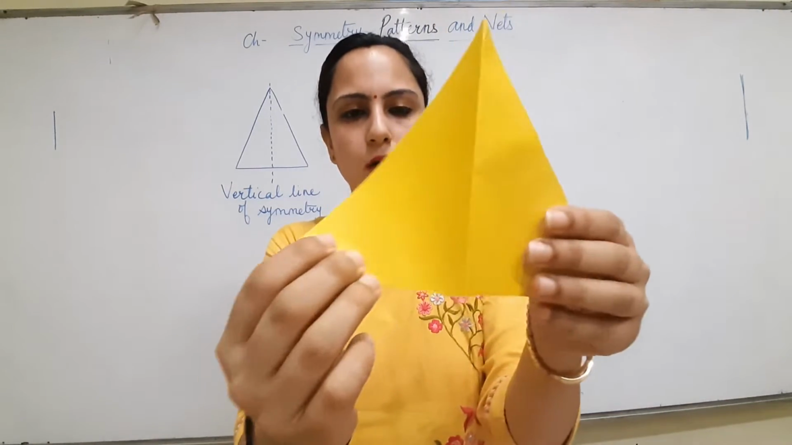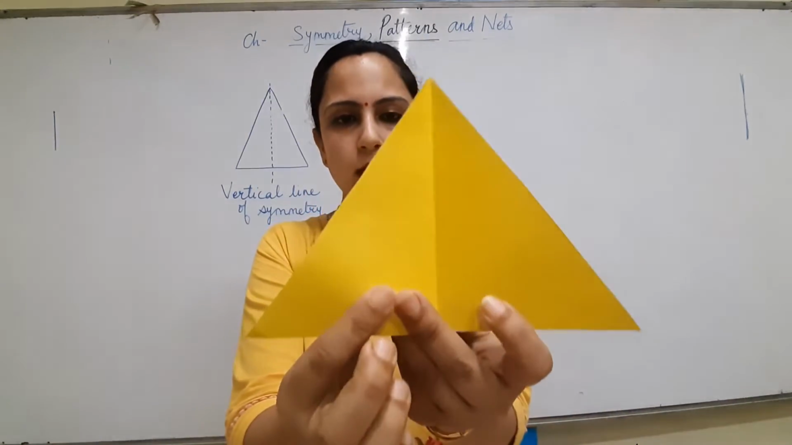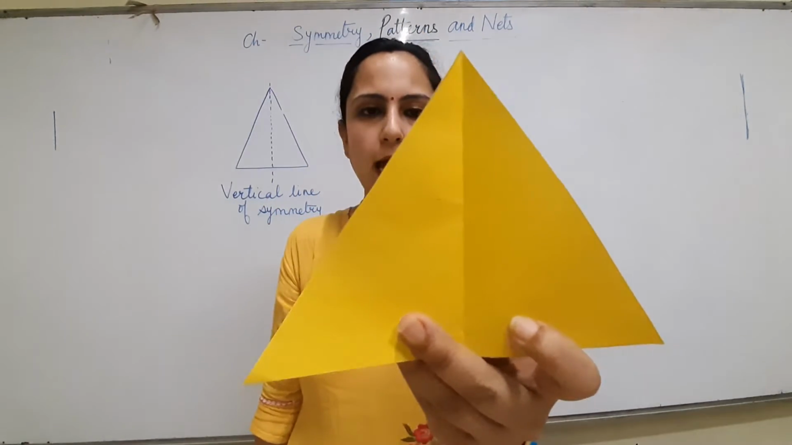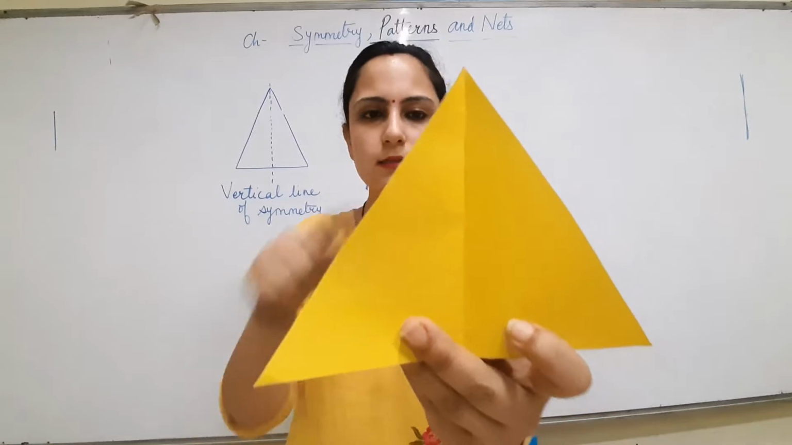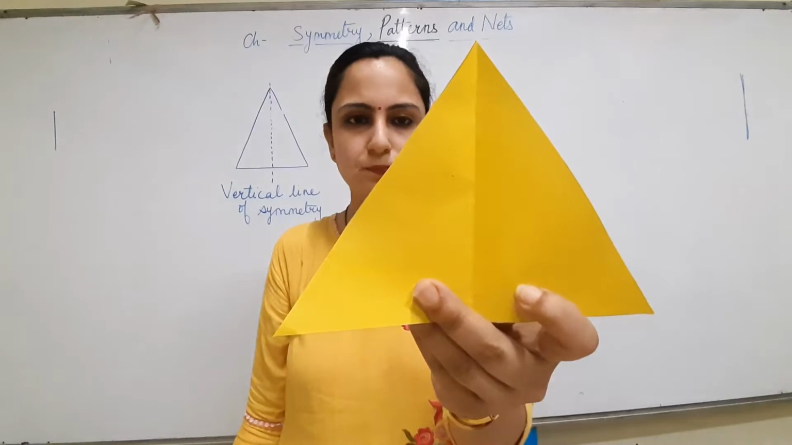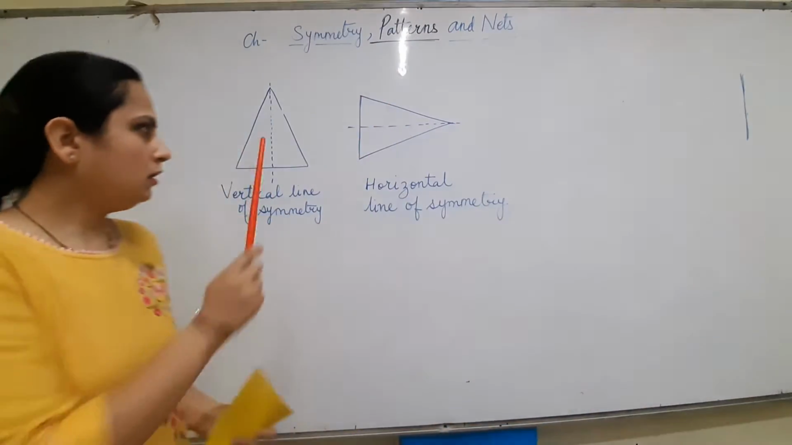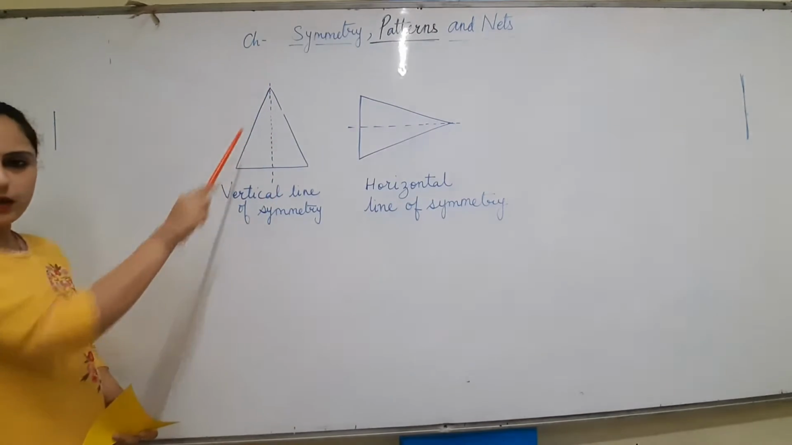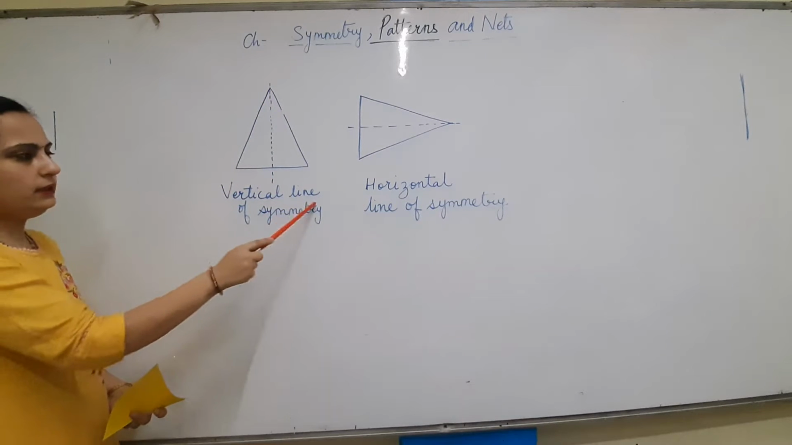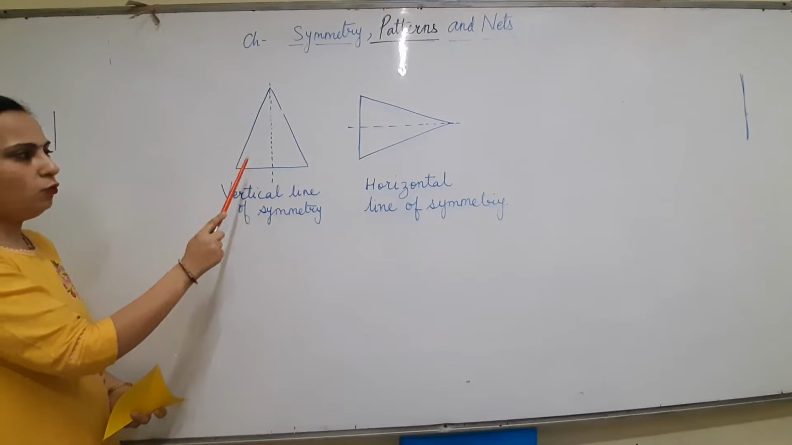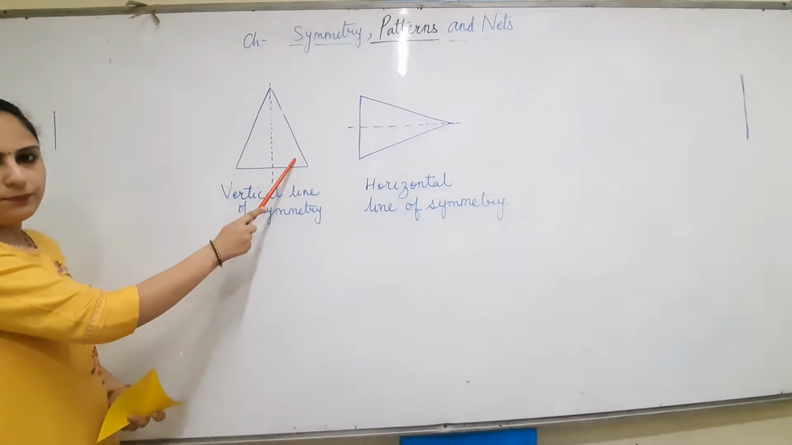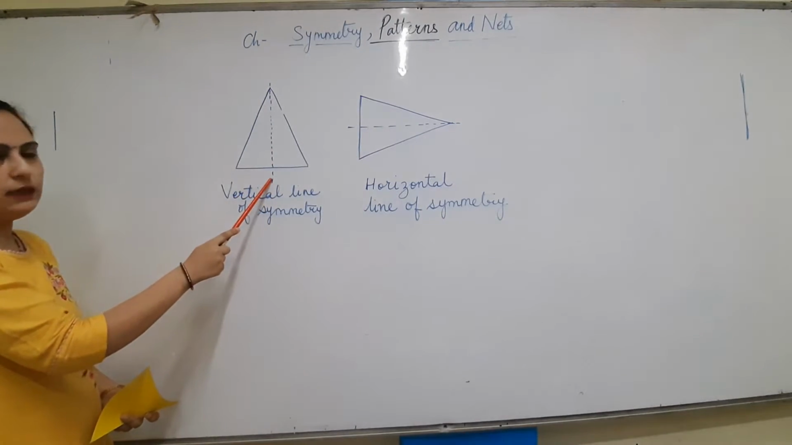Now when I unfold it, you can see one line is formed in between. This line is called the line of symmetry. This is a vertical line, so this is a vertical line of symmetry as drawn on the board. Why? Because when you fold this isosceles triangle, these two sides will exactly overlap each other. So this is a vertical line of symmetry.